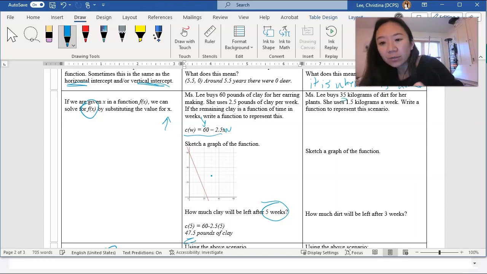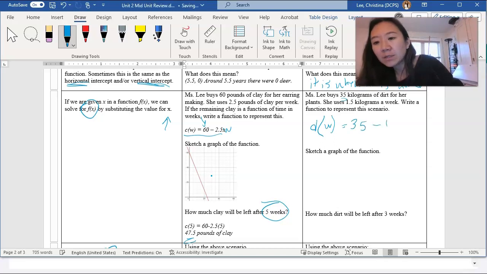I have 35 kilograms of dirt for my plants, and I use 1.5 kilograms a week. So write a function to represent this scenario. So we have dirt is a function of weeks, and I start with 35 kilograms minus 1.5 times the number of weeks. So that's my function. And then I'm going to sketch a graph.